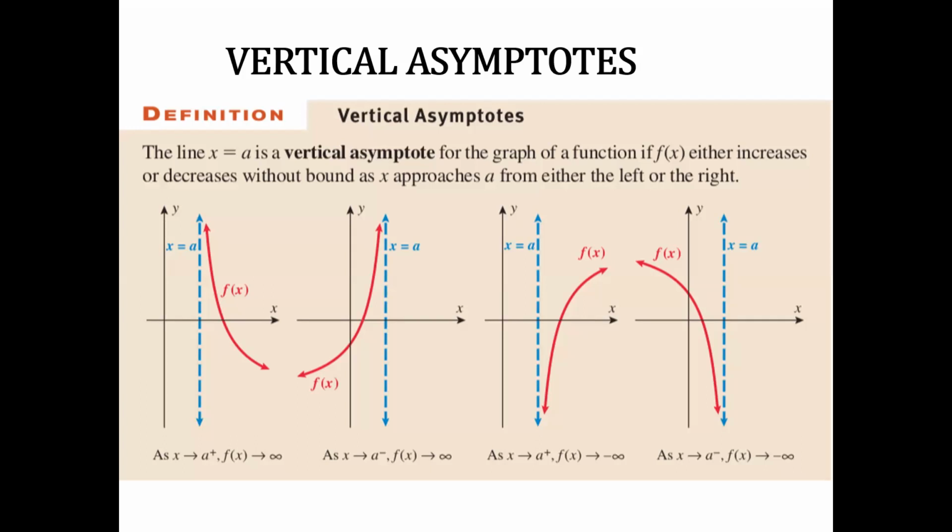It's a line x equals a. Again, it's a line x equals a if the graph of the function f of x either increases or decreases without bound as x approaches a from either left or right. So you have the blue broken lines as the vertical asymptote. As x approaches a from the right, f of x approaches positive infinity.